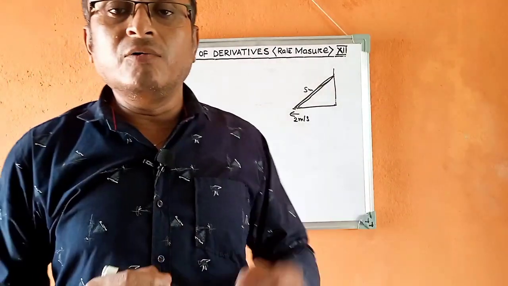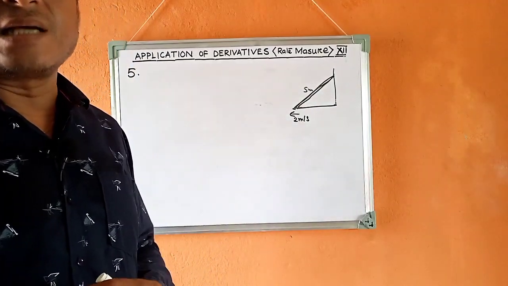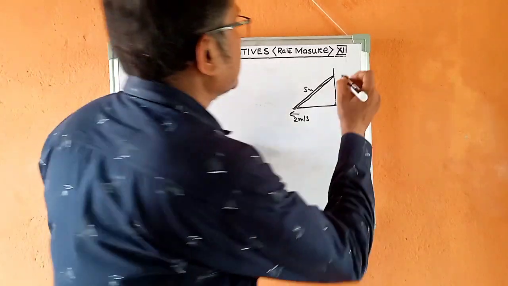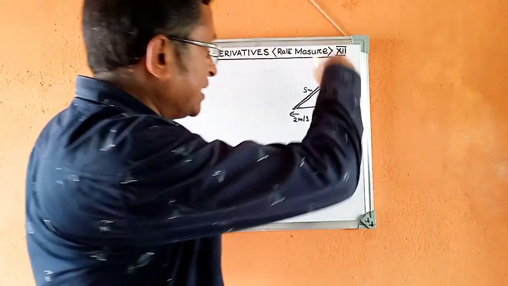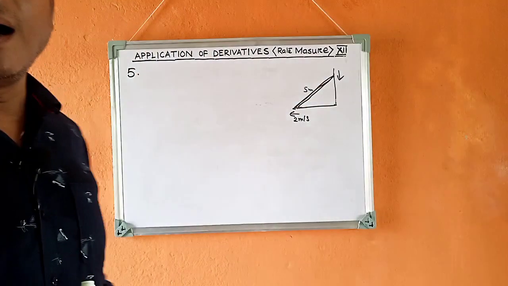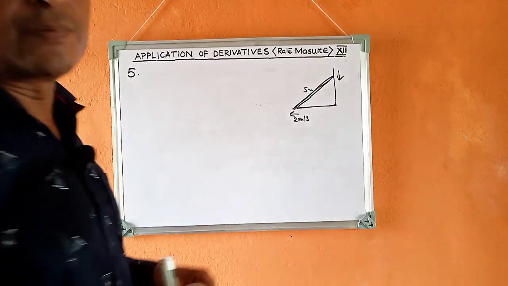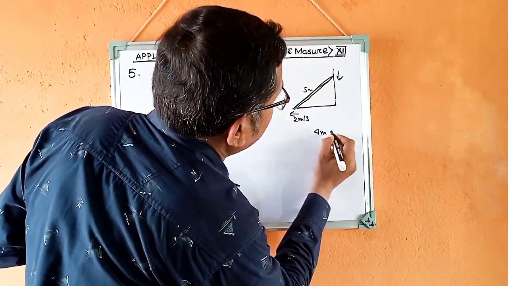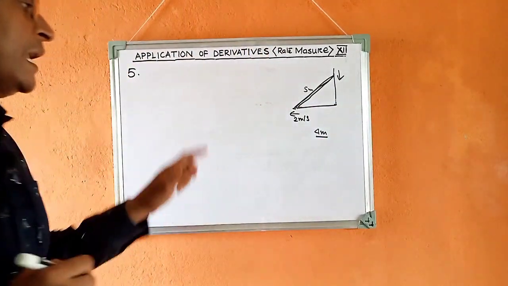Now, how fast is the height on the wall decreasing when the foot of the ladder is 4 meter away from the wall? How fast is the height of the ladder decreasing when the foot of the ladder is 4 meter away from the wall? Okay, I repeat the question.